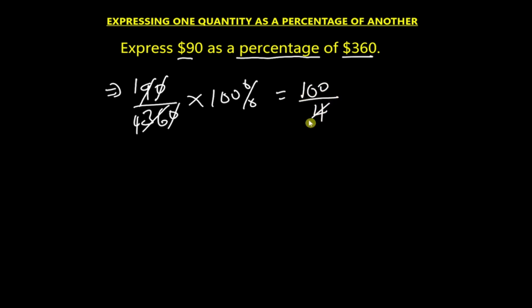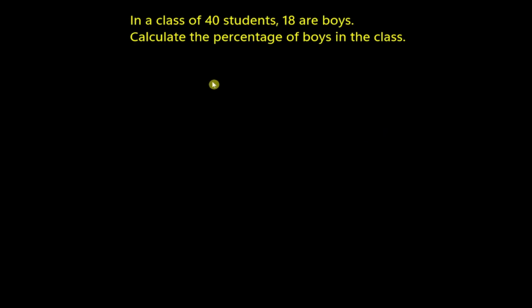And 100 over 4, 4 goes here 1 and goes into 100 25. So you have 25 and then you bring the percentage. So $90 of $360 in percentage is 25%.